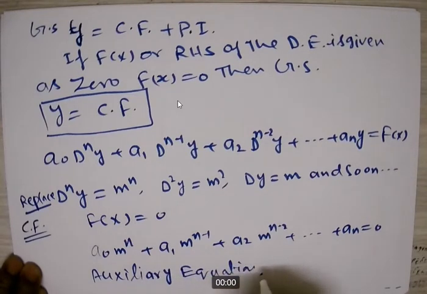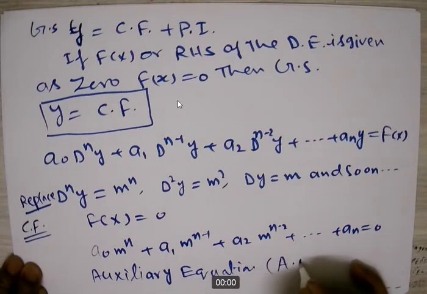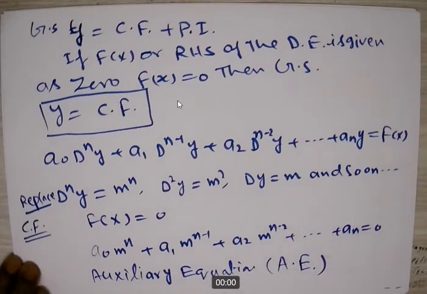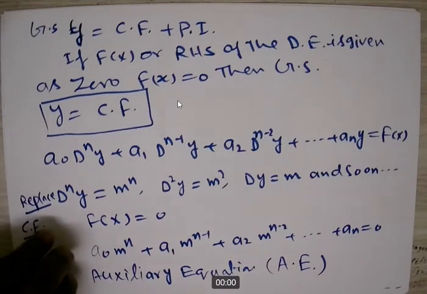This equation is called the auxiliary equation. We can abbreviate it A.E. Auxiliary equation means an equation, because we know many equations, like the quadratic equation and cubic equation. So the auxiliary equation is that equation where you write the derivative terms in algebraic form. That one is called the auxiliary equation.